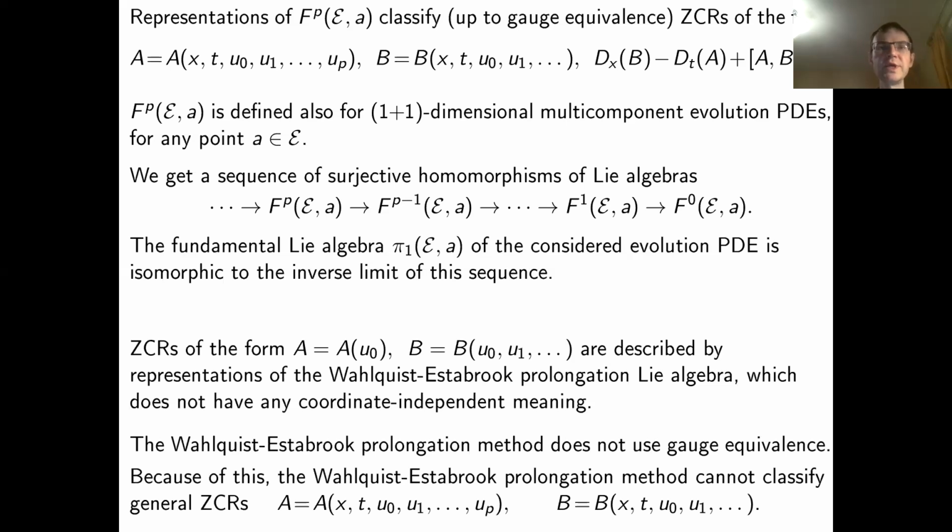This construction immediately implies that representations of this Lie algebra classify up to gauge equivalence zero curvature representations of this form, where A may depend on x, t, u, and so on up to up, where up is the derivative of u of order p with respect to x.